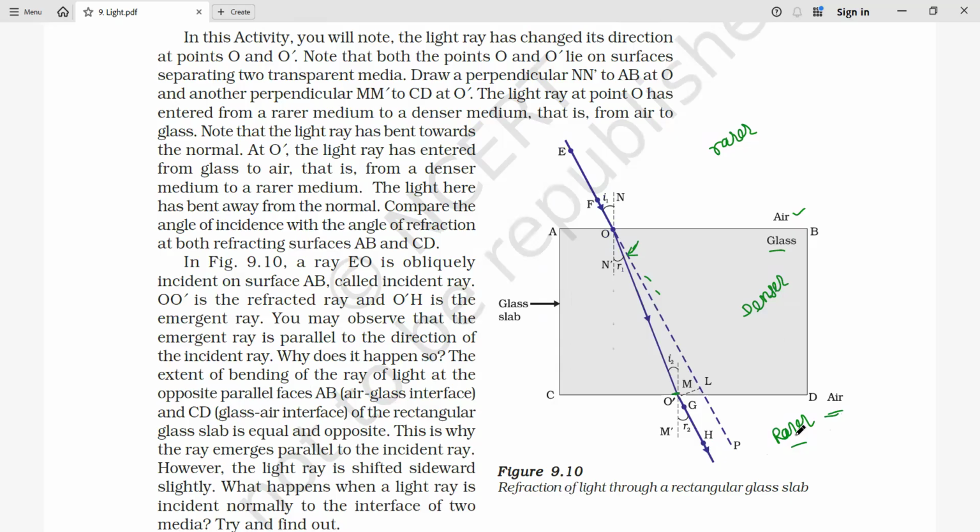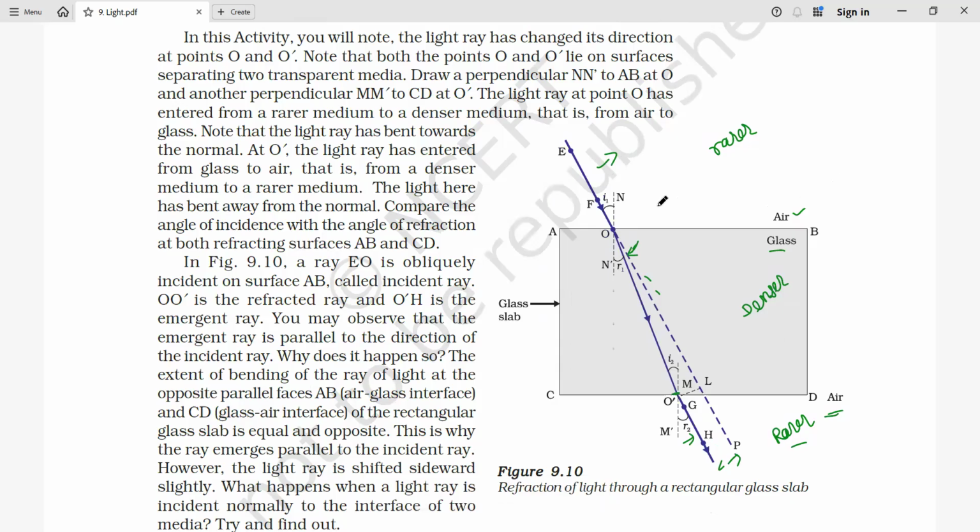This ray after refraction will move away from the normal, or it will move towards the normal, or it will bend towards the normal. So what will happen here? It will move away from the normal. Okay, it is moving away. GH is moving away from the normal. So finally, if you observe, the actual incident ray, that is EF, and this emergent ray, GH, both are going to be parallel to each other. Okay, so that we are going to observe here through this refraction through the glass slab.